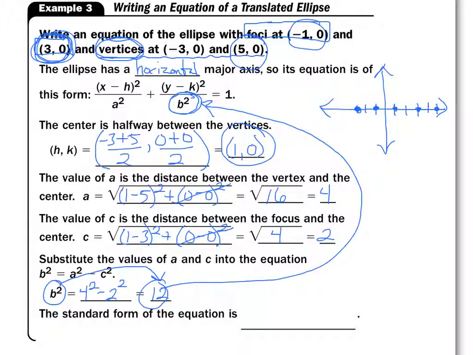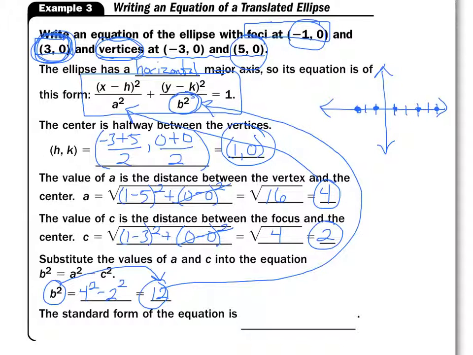I take my 4 and plug that in for a, so 4 squared is going to be 16, and then I take my 2 and plug that in for nothing, because c is not actually in the equation. I don't really care about the focus or the foci unless I have to calculate either b or a, because remember, the actual equation itself only has a squared and b squared.